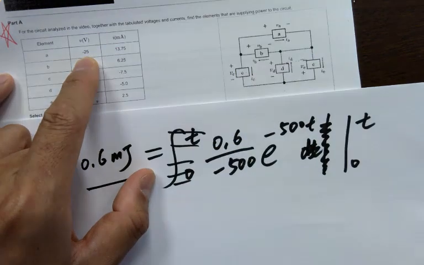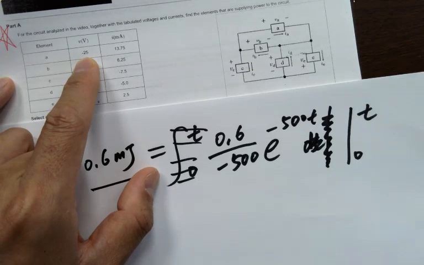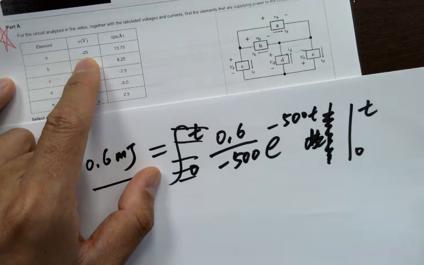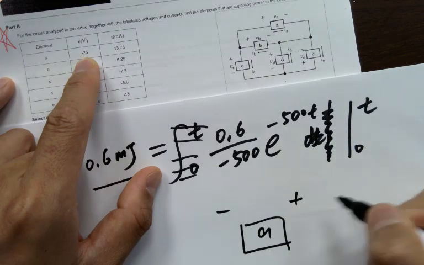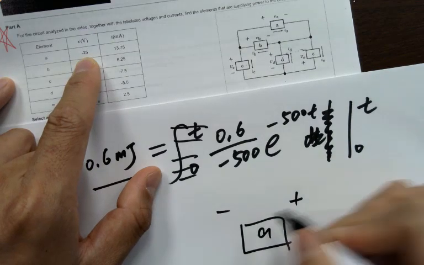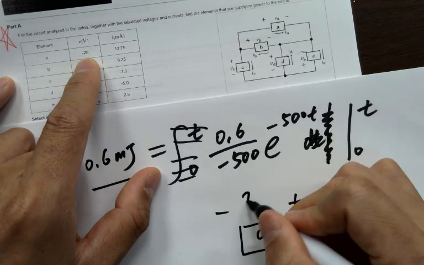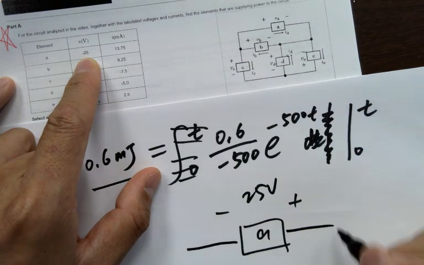So let's just convert it to the real voltage, the physical voltage on the circuit. What is that? Minus plus from left to right, but from right to left it will be plus minus, which is 25 volts. That's the real voltage drop across this component.